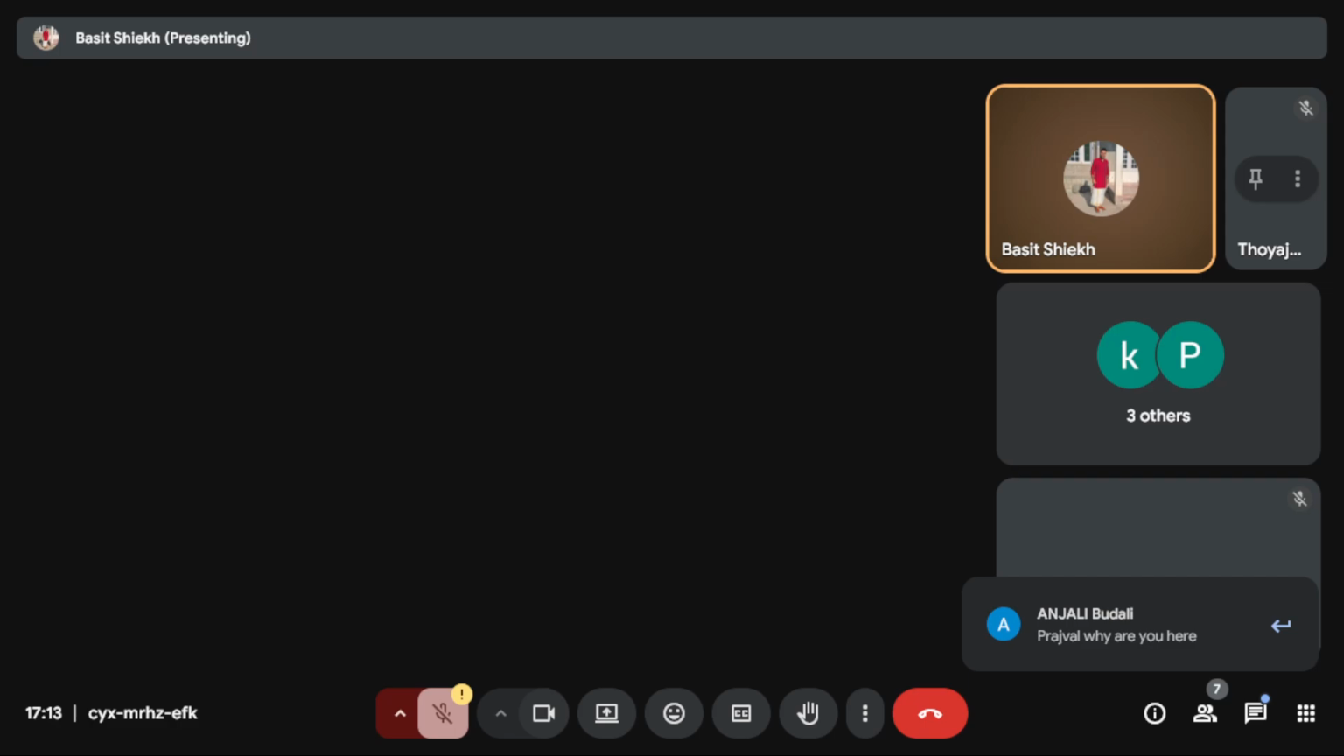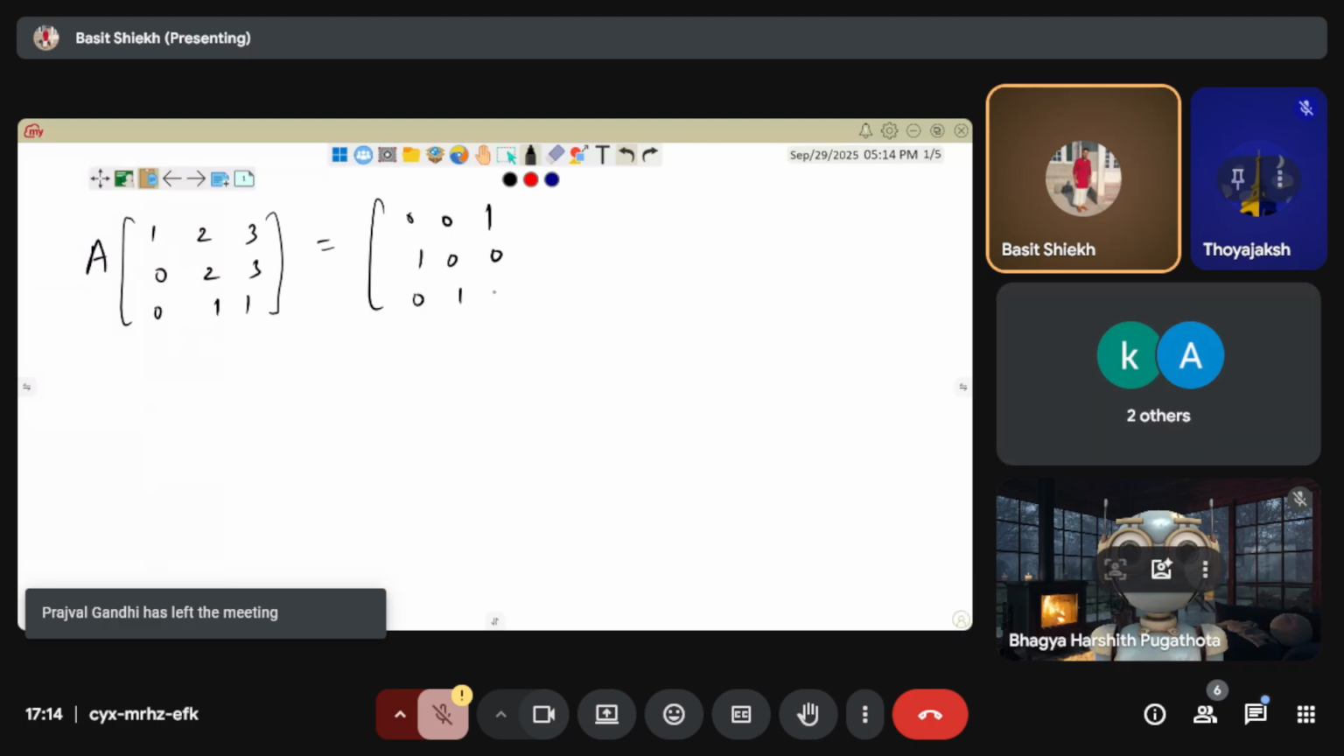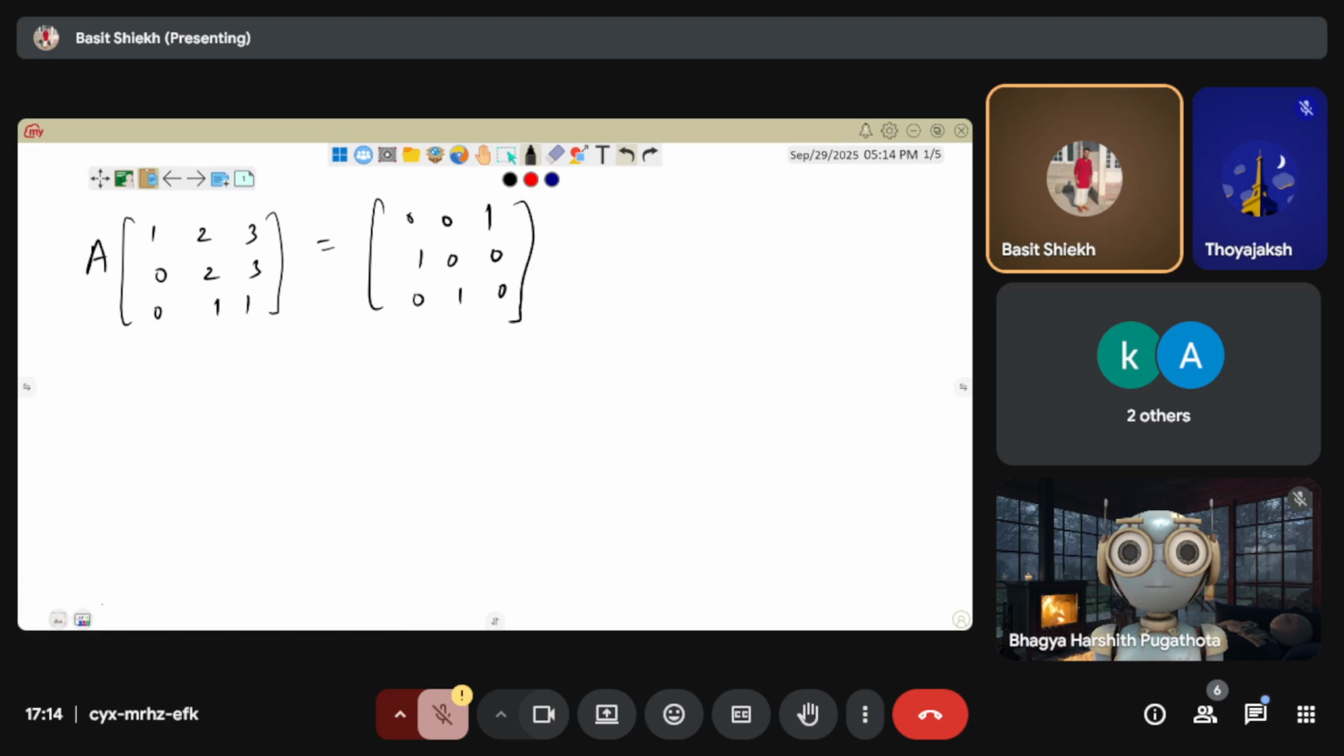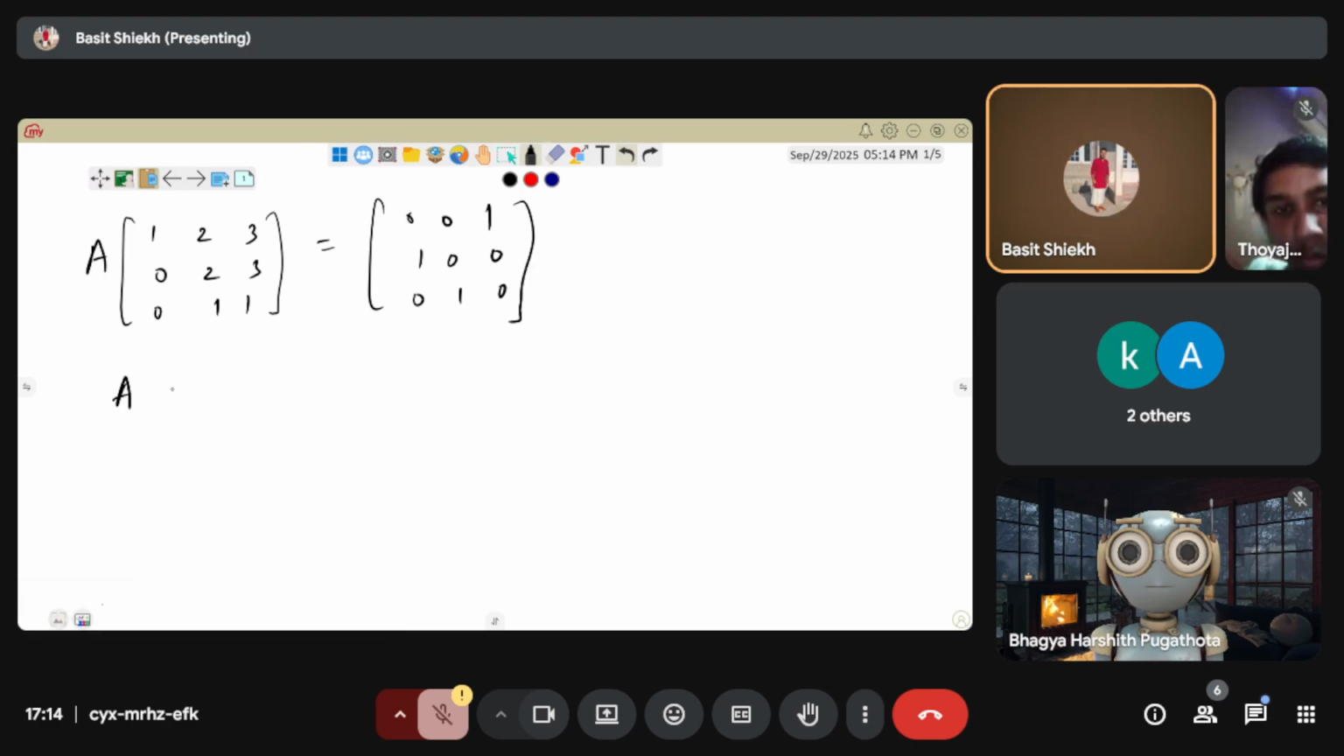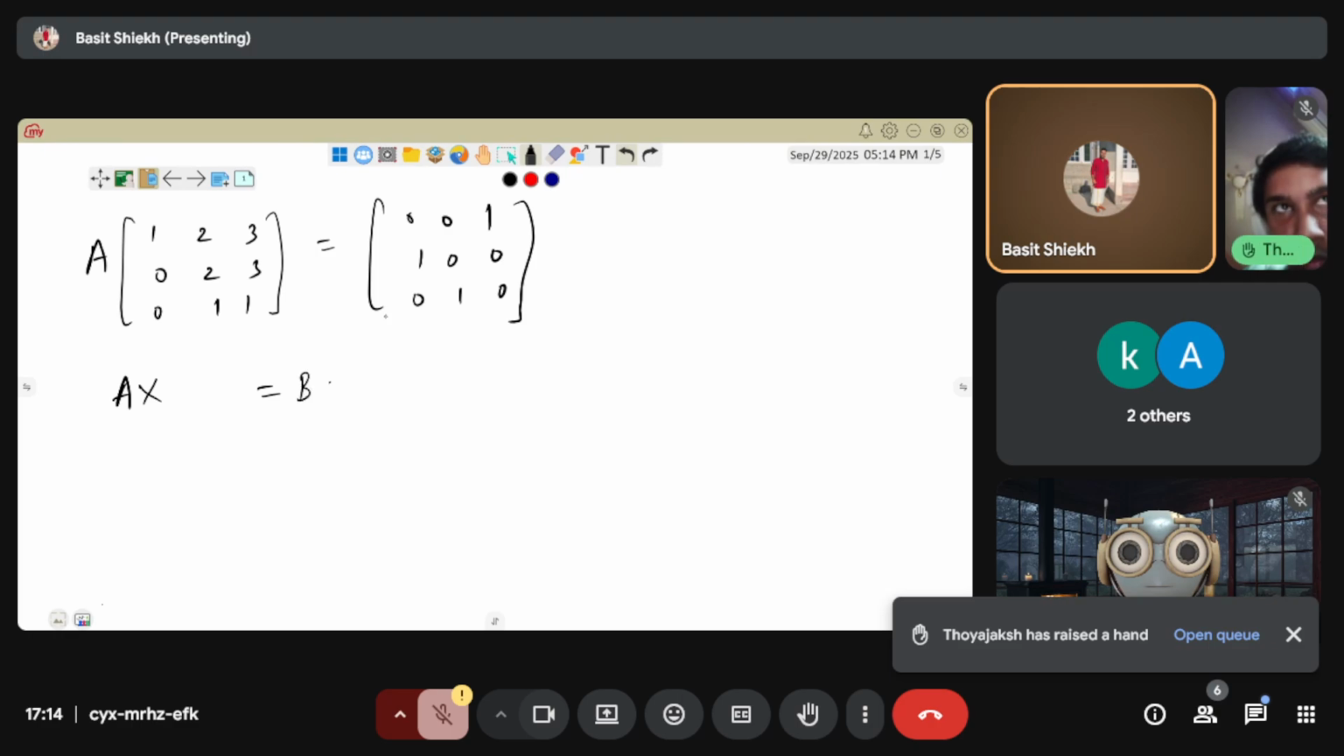Here this matrix [1, 2, 3; 0, 2, 3; 0, 1, 1] equals [0, 0, 1; 1, 0, 0; 0, 1, 0]. This is A, B. Otherwise we can write AX equals B, and we can write X equals A inverse B.